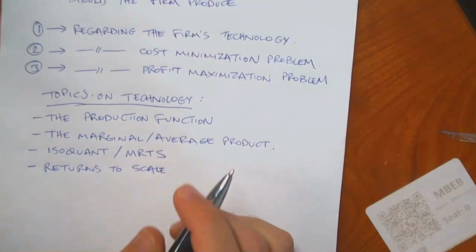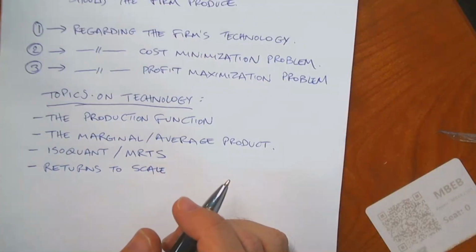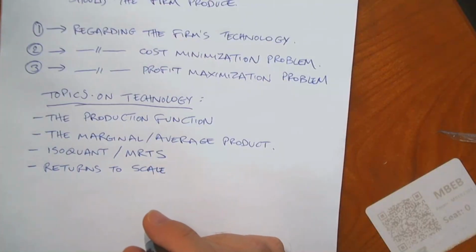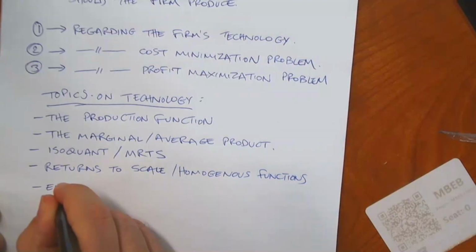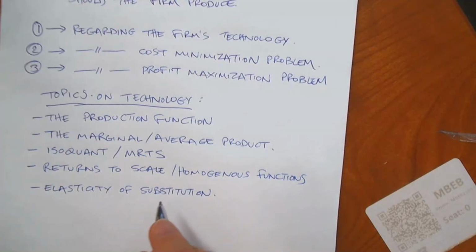Returns to scale, a very important topic for understanding the market that you're operating in and for the government to understand whether firms need to be regulated or not. Homogeneous functions and the elasticity of substitution. The idea here being the substitutability across labor and capital. So we do live in an age where we are seeing a lot of substitutability across the different inputs of production. Technologically, there are feasible or unfeasible substitutions, so the production function is going to tell us what's feasible and what's not feasible.